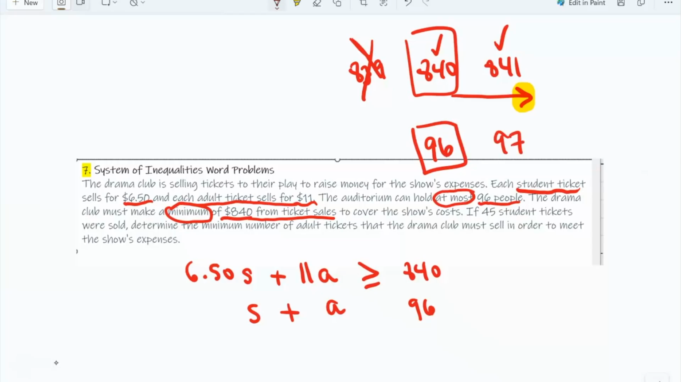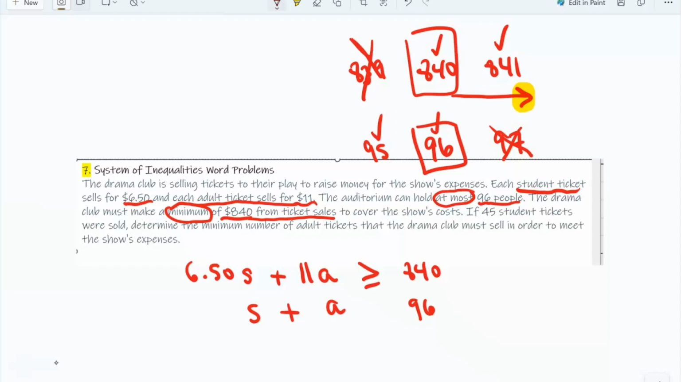Does that mean I can have 97? No, because at most I can have what? 96. But can I have less than that? Can I have 95? Yes, I can, because at most I can have 96. Can I have 96 people? Yes, because at most I can have 96.